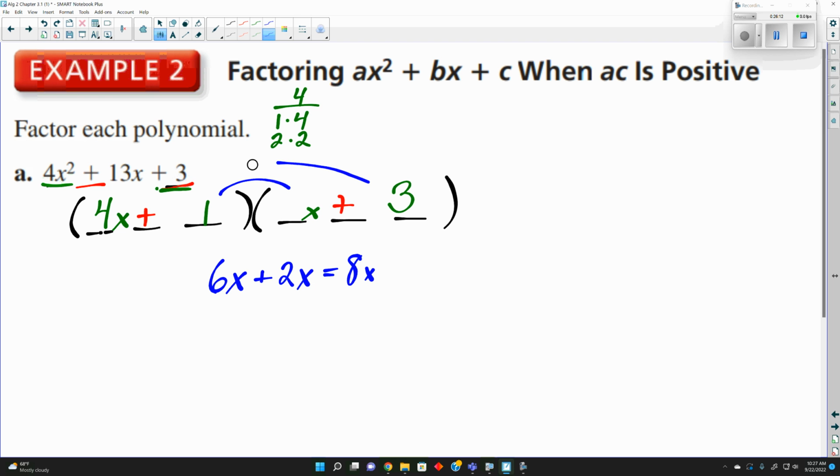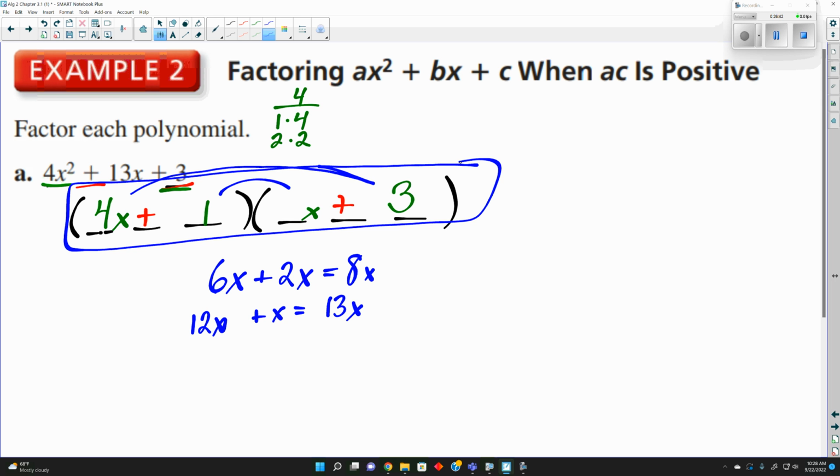So we can do 4x times 3, and 4x times 3 is 12x. 1 times x is plus x, and 12x plus x is 13x. Is that the arrangement we want? Because the middle term we wanted was? Did we get that? So this is it here.